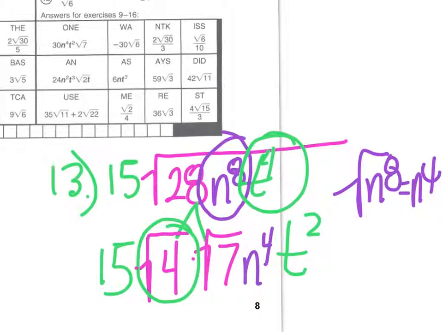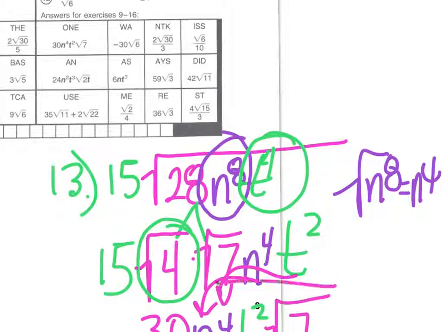15 times 2 is 30. We'll move the parts that are not underneath the radical to the front. And we will leave the irrational part, or the part under the radical that cannot be simplified by a whole number, at the end. That is the answer.